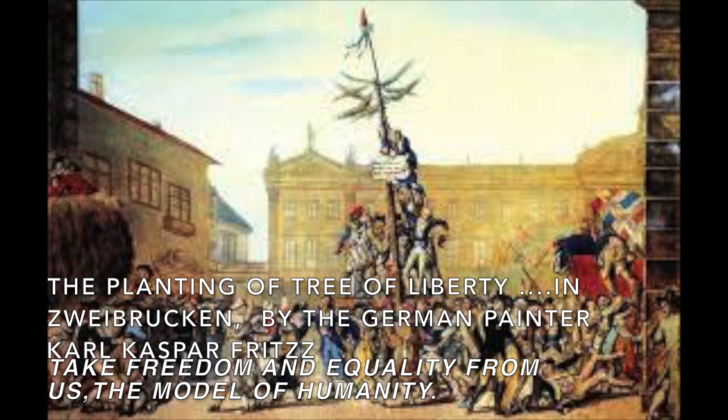In sarcasm, even the flag being affixed to the Tree of Liberty carries a German inscription which in translation reads, "Take freedom and equality from us, the model of humanity." So this is a sarcastic reference to the claim of the French as being the liberators who opposed monarchy in the territories they entered. So this planting of the Tree of Liberty in Zweibrücken by Karl Caspar Fritz is actually a sarcasm against the French armies.